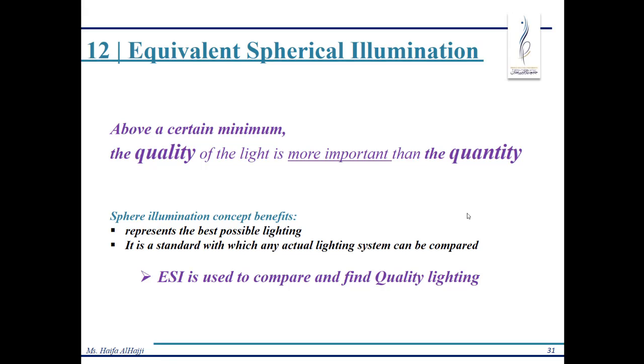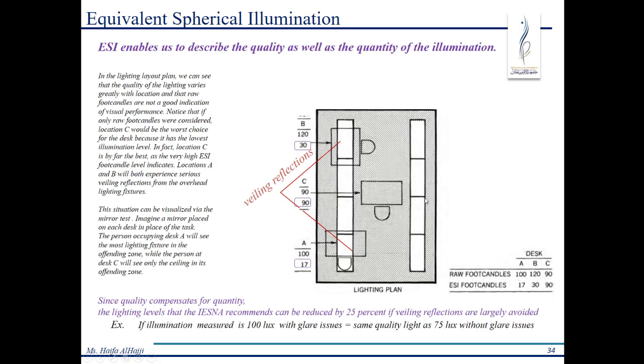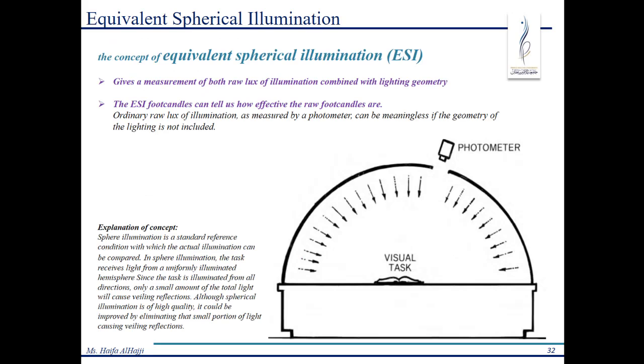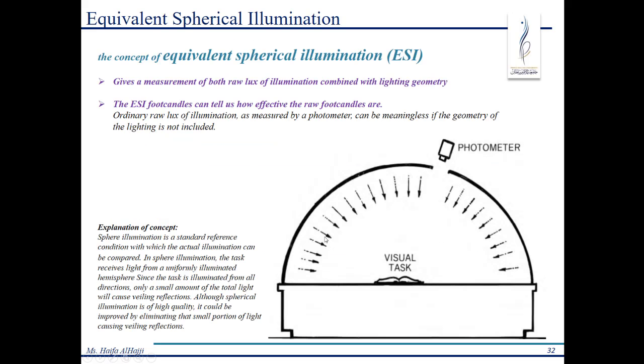Now I'm going to talk about something that some lighting designers actually use, which is called the equivalent spherical illumination. As we know, when we measure lighting on any task, we measure it using the lux. We say, okay, let's say from this light, 500 lux is falling on this book. So I'm getting this amount of illumination. I should be able, let's say, to read it.